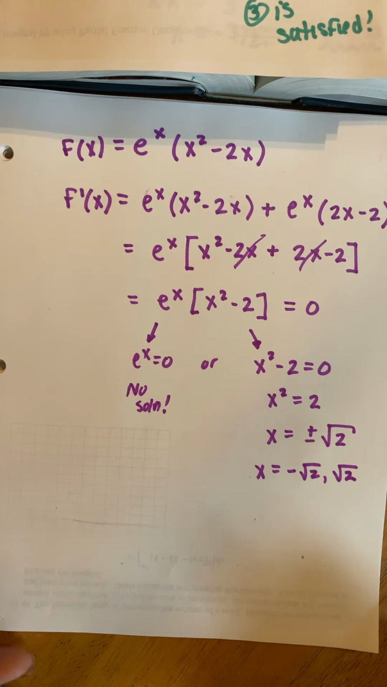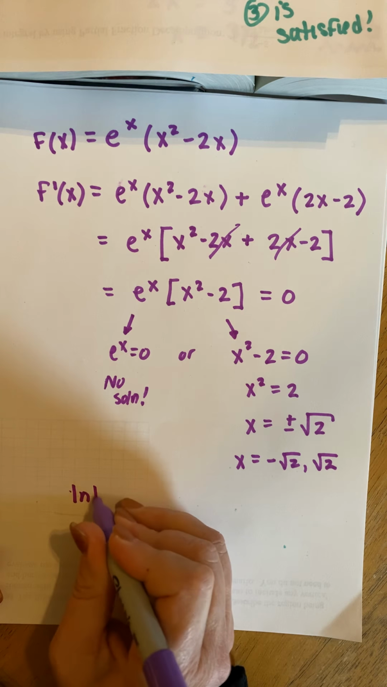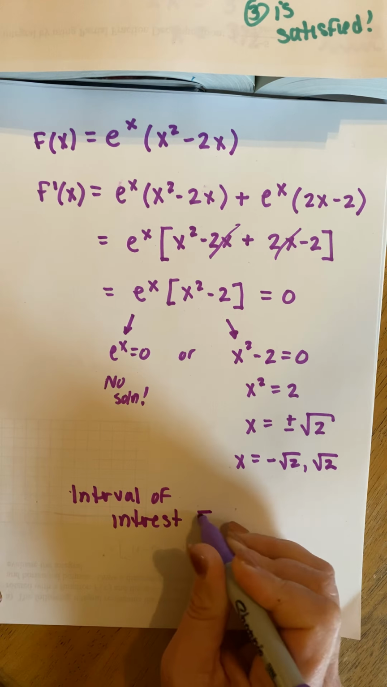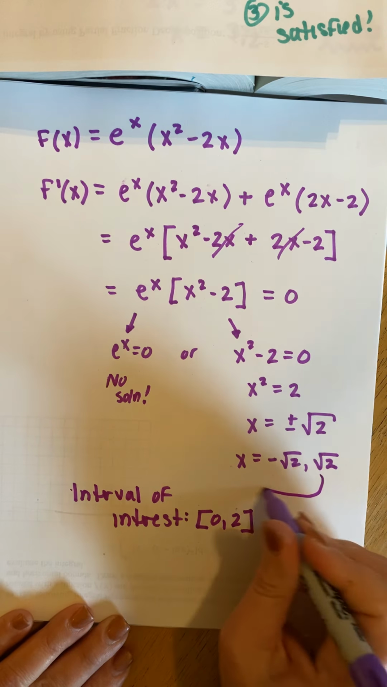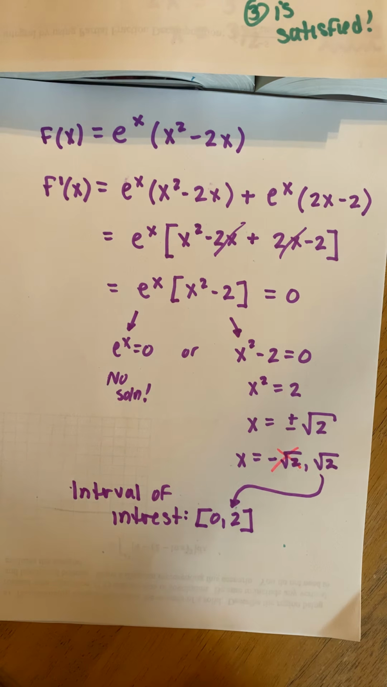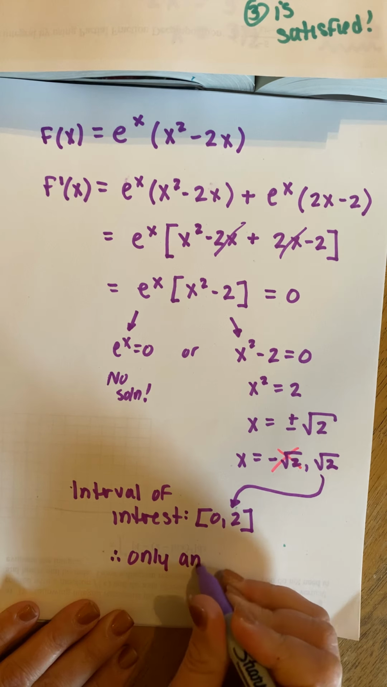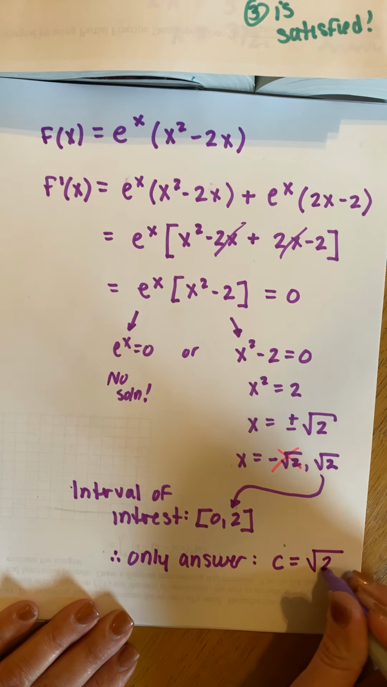Now what's really important, especially when you're putting your answers into your XYZ homework, remember our interval of interest is just 0 to 2. So square root of 2, which is less than 2, falls between 0 and 2, but negative square root of 2 does not. Negative square root of 2 still causes the derivative to be 0. It's just not in our interval of interest. So therefore, my only answer, the value of c Rolle's theorem was looking for here, was the square root of 2.